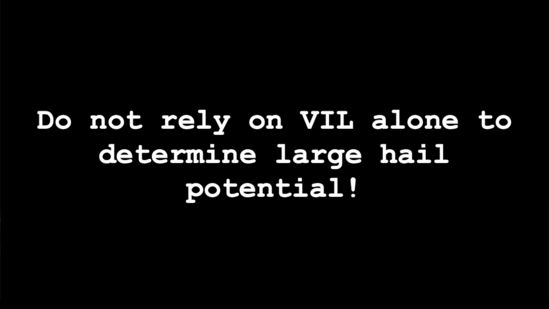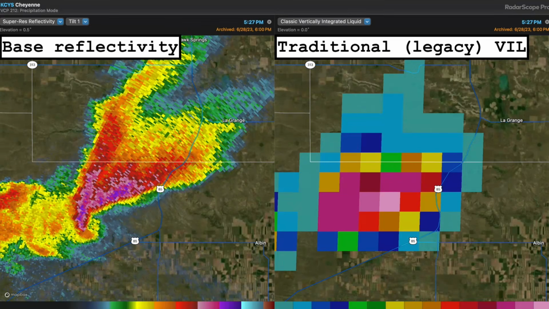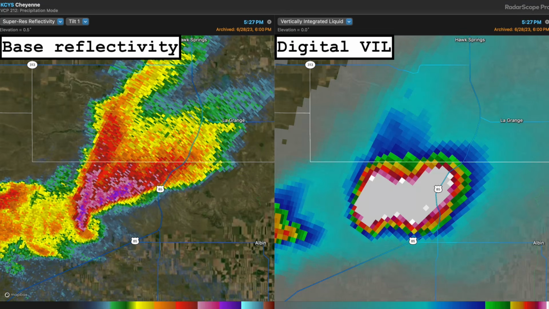Because of all these issues, VIL must be used with dual polarization products to accurately assess large hail potential in a given storm. National Weather Service radars calculate two versions of VIL: traditional or legacy VIL and digital VIL, which is most commonly used today. Digital VIL was developed to deal with some of the aforementioned issues of traditional VIL.